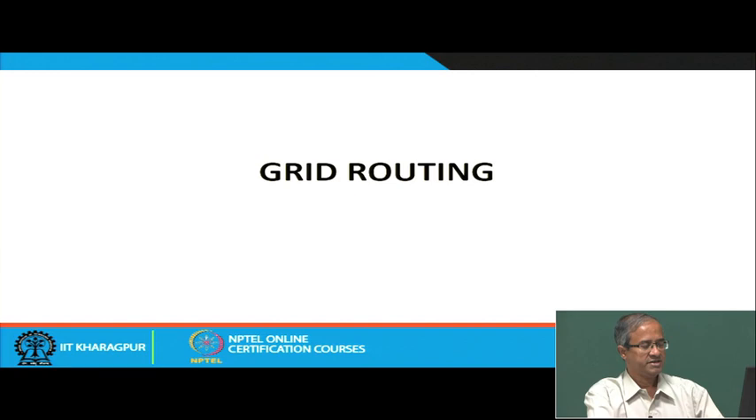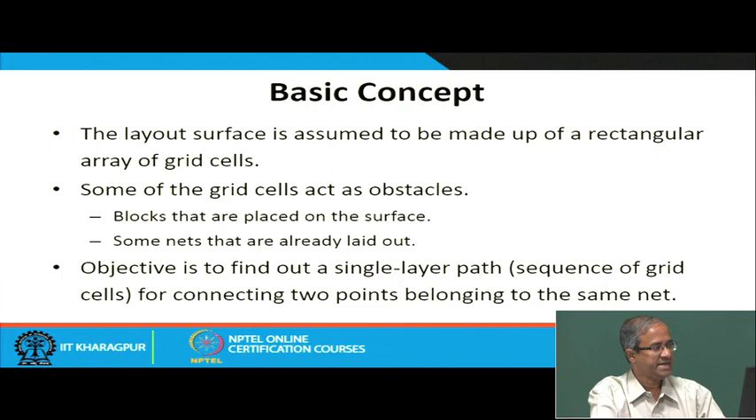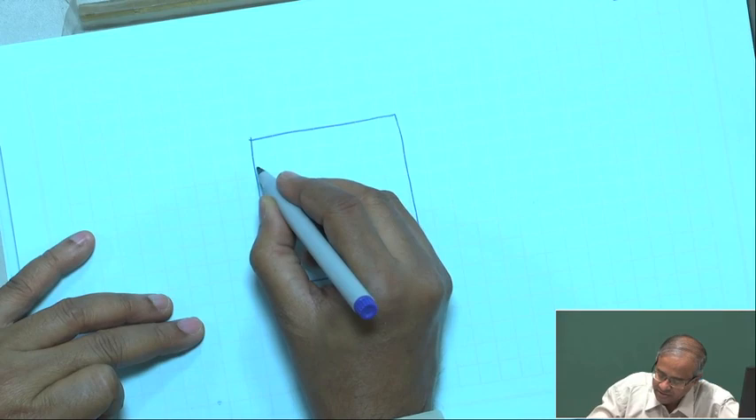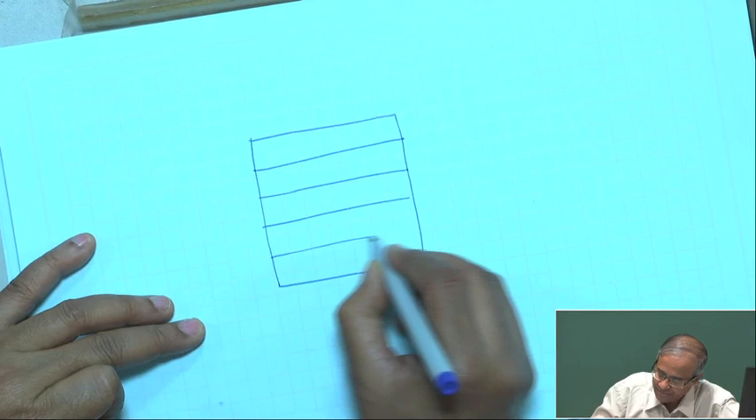Okay. So let us now come to the problem of area routing or grid routing. So what does grid routing say? It says that the layout surface is assumed to be made up of a rectangular array of grid cells. So it is something like this. Like I have my rectangular layout surface like this. So we assume that the total area is divided up into some grid cells arranged in rows and columns. Let's say like this.